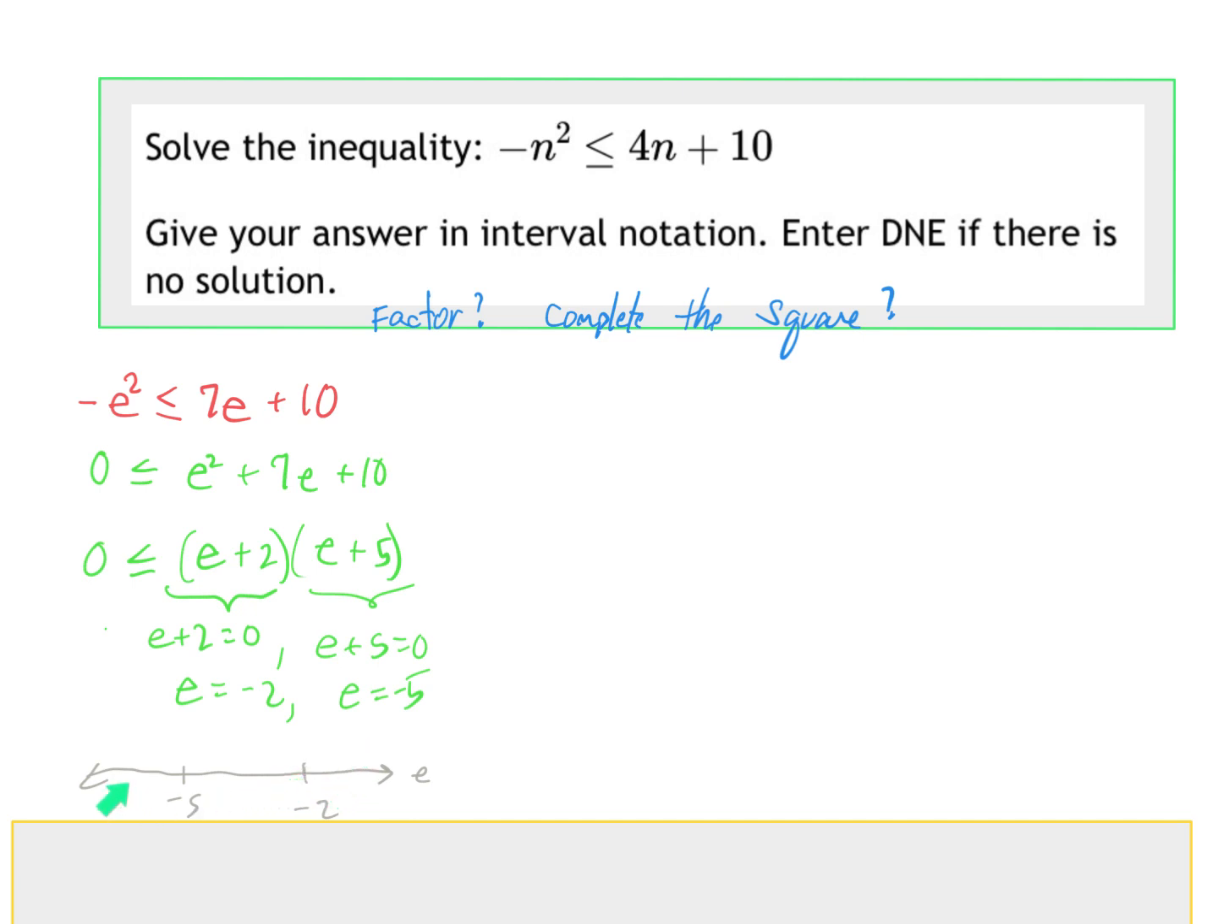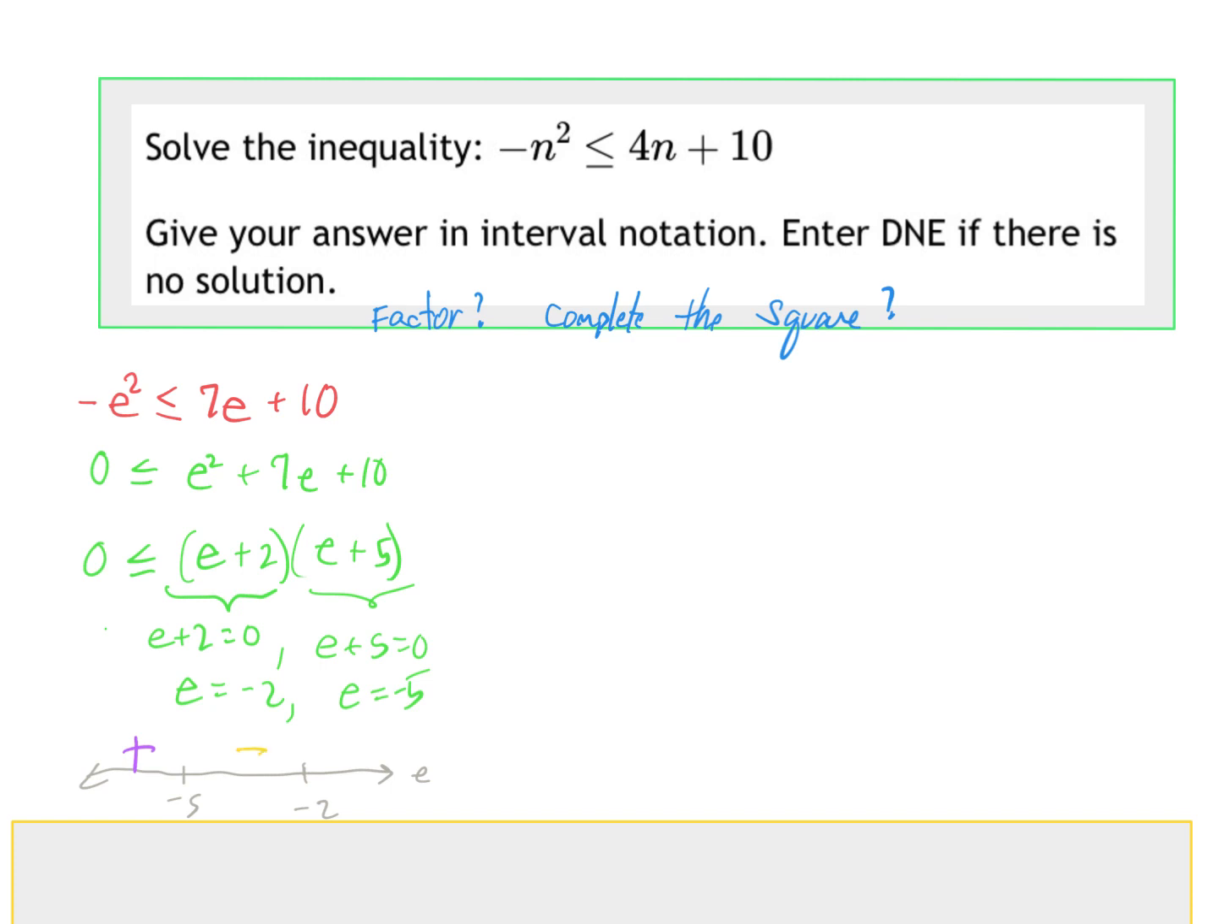Well, if a value was less than -5, say like -10, this expression would be a negative times a negative, which would be a positive. And if our e value is between -5 and -2, say like -3, then we'd have a negative value times a positive value, which would make this product negative.